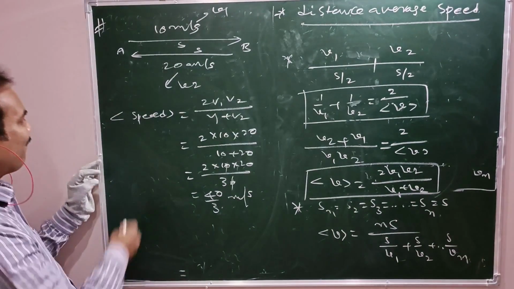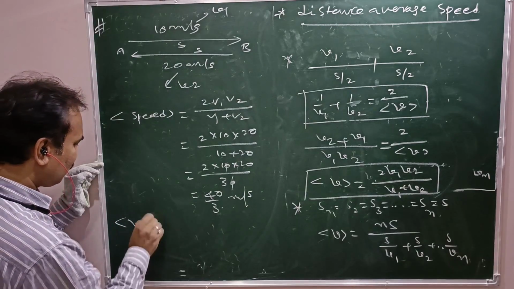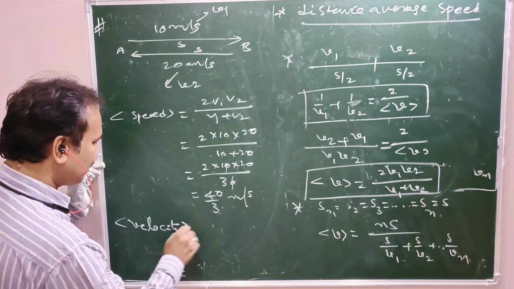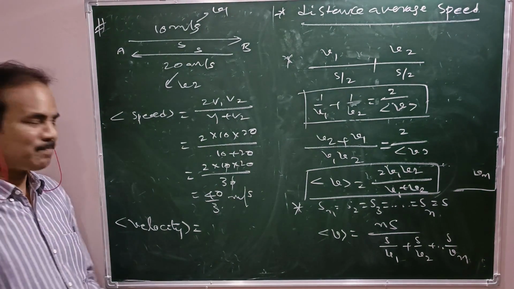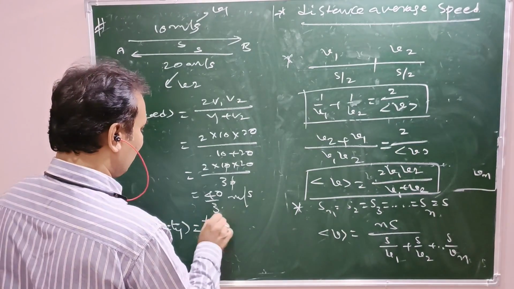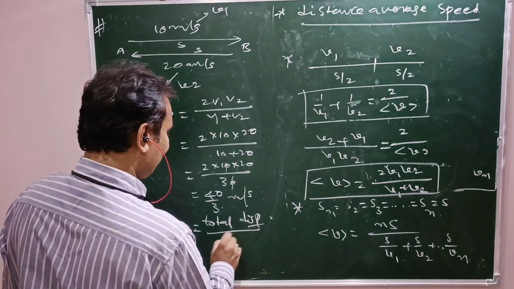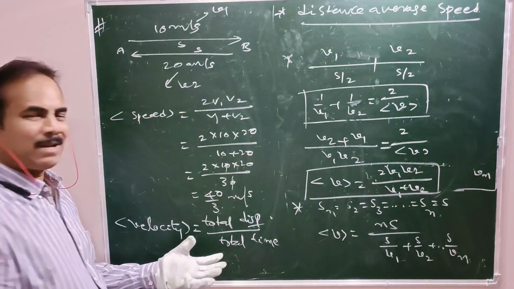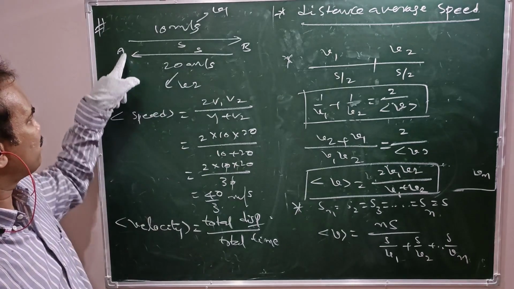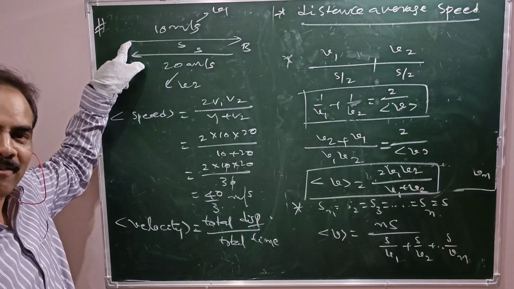Now what about the average velocity? Average velocity equal to, what is the average velocity? Total displacement by total time. What is the total displacement? See, A is the initial position. A itself again final position.